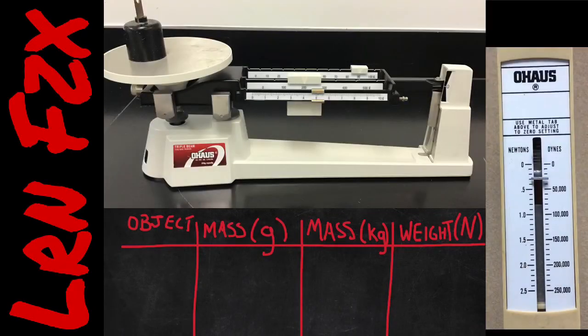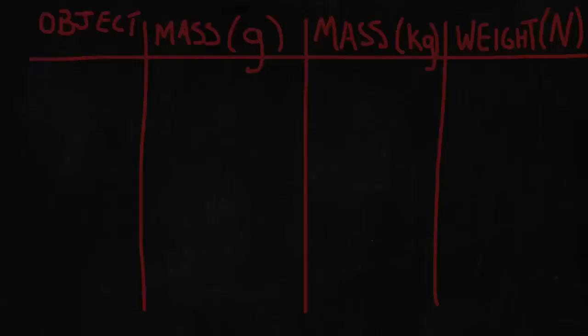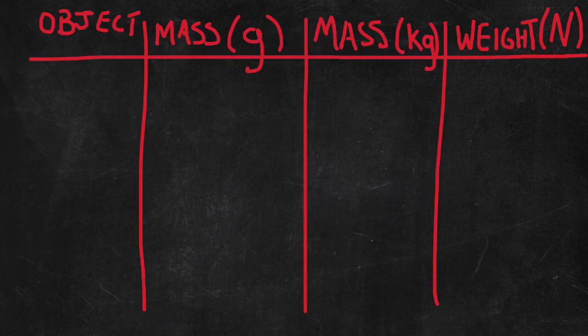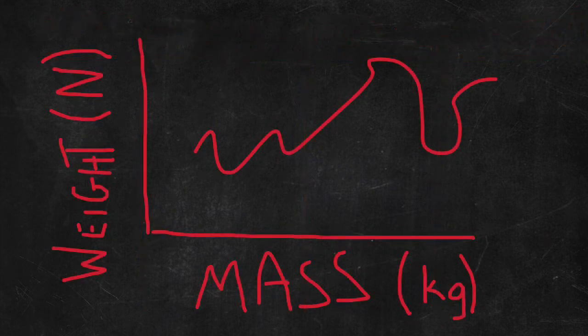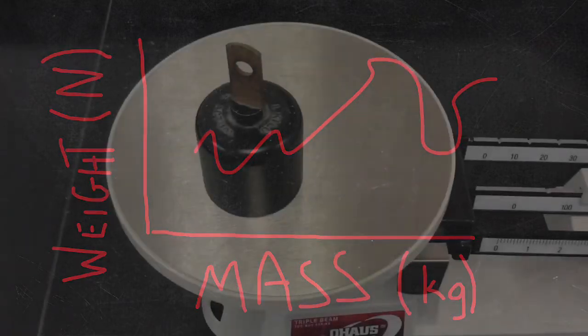The weight-mass relationship by video lab data collection, this time on Learn Physics. So here's the data table you'll want to set up, something like this. And this is the graph. Clearly, that is not the shape of the graph that we're looking for. There's a video attached to help you out with that. I'm not doing this lab for you, people.